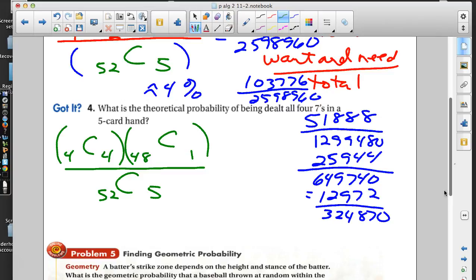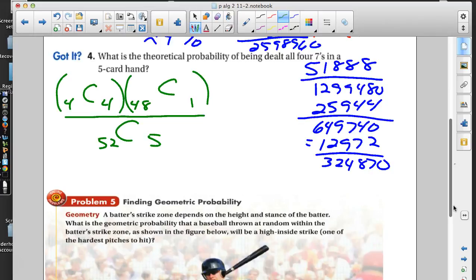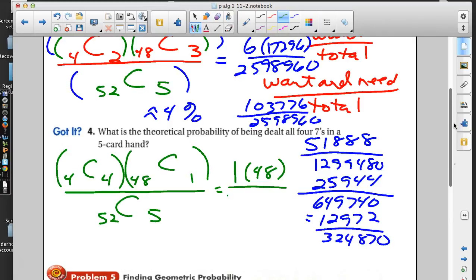So again, with this one, you could do some of the math in your head. You could look at that 4 choose 4 and say, hey, wait a minute, isn't that going to be 1? It will be 1. 48 choose 1. Isn't that going to be 48 factorial over 47 factorial times 1 factorial? So all that will be left is 48. And then, like I said, we already know what 52 choose 5 is. We had to write that enormous number down back up here.